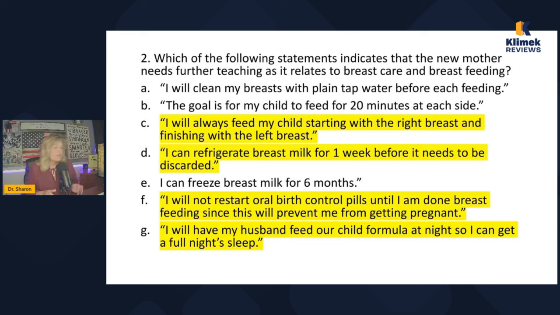Okay. So we have to teach her about feeding. We have to teach her how long she can refrigerate her breast milk. We can educate her about when she can restart birth control pills and that she can refrigerate her own breast milk so her husband can feed the baby at night if she wants to sleep, not formula.